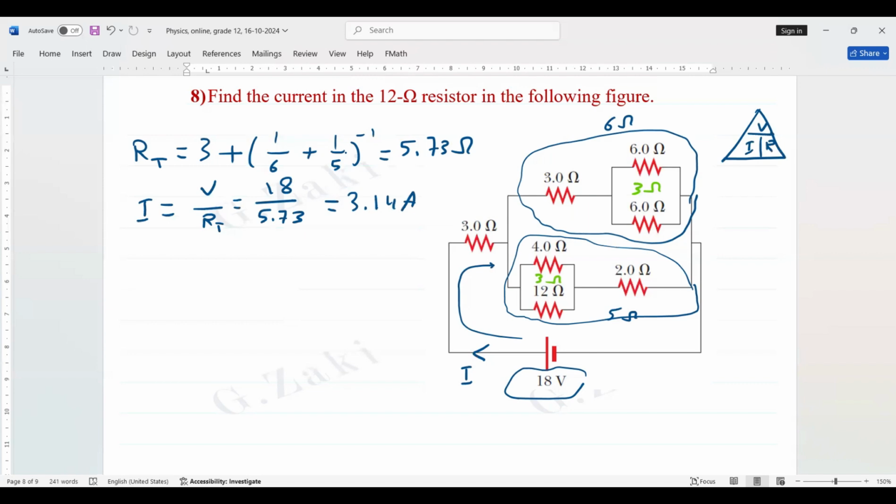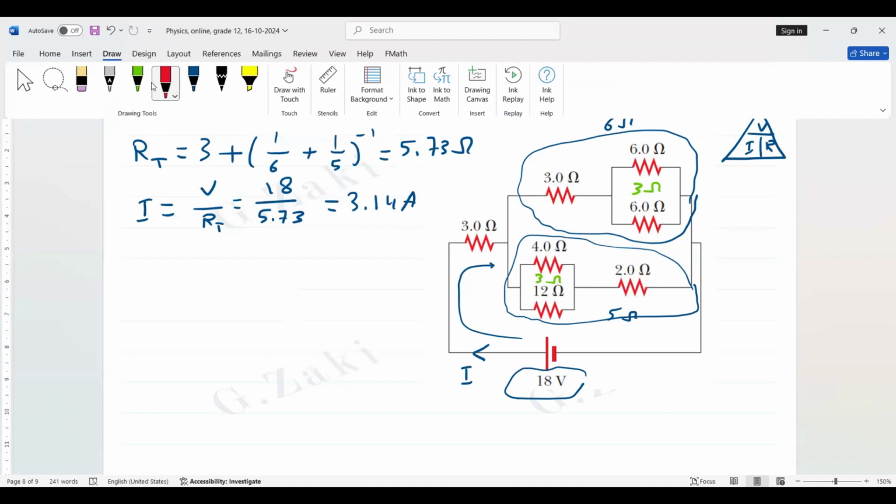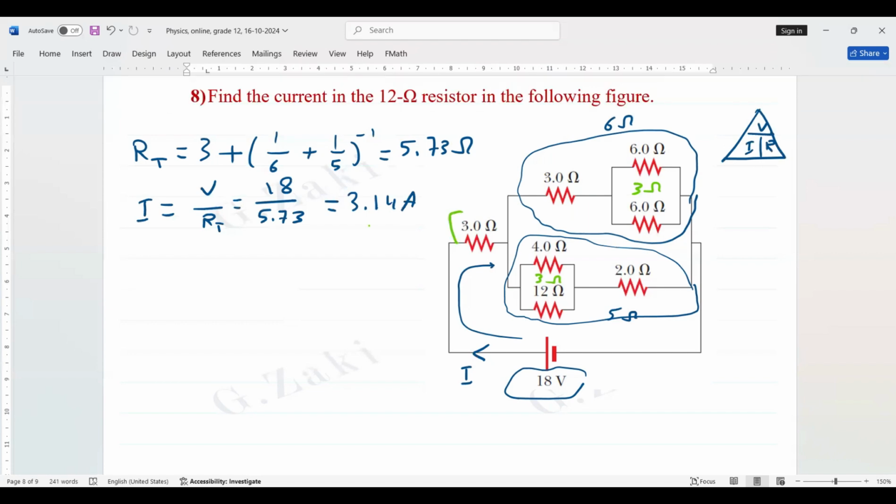Now this is the current. From this current, we can calculate the potential difference around this one. So we can say this is V1. V1 equals I multiply R1. I is the current from the battery, which is 3.14, multiply the resistance 3. The answer in the calculator, multiply by 3. The answer is 9.43 volt.